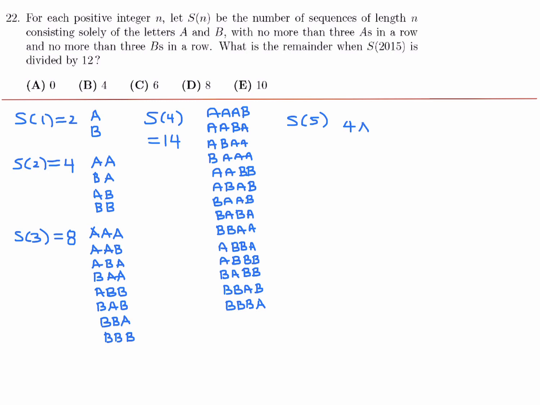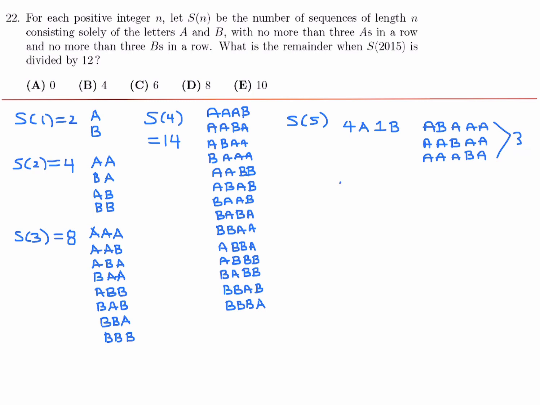Well, let's first talk about how many arrangements there are. We can't have 5 a's in a row because the rules say you can't have any more than 3 in a row. But you can have 4 a's and 1 b, written like this as long as there's not 4 a's in a row. So you can put the b in the middle, or you can put the b in between. So there's 3 ways of doing this.